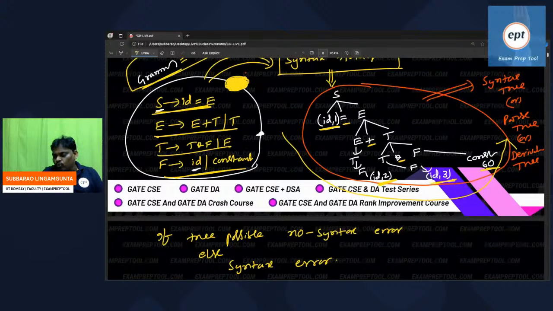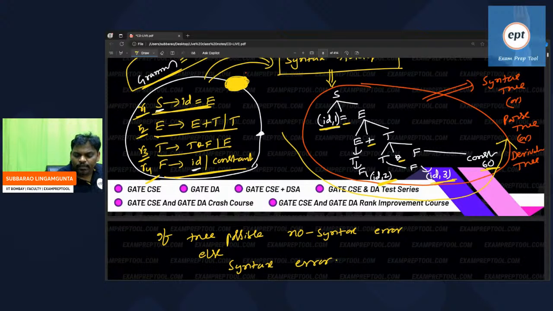Compiler is a set of rules. This is rule number 1, rule number 2, rule number 3, rule number 4. Grammar is a set of rules. Every production is a rule. Compiler is nothing but a set of rules.